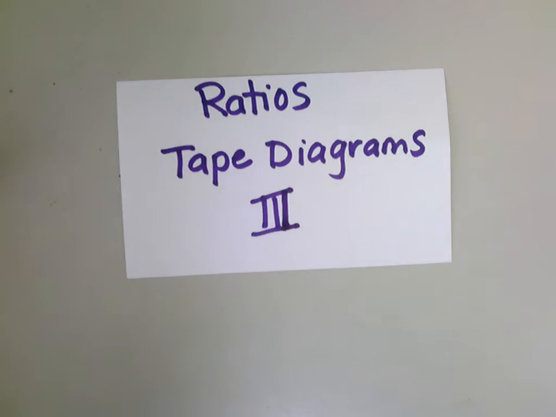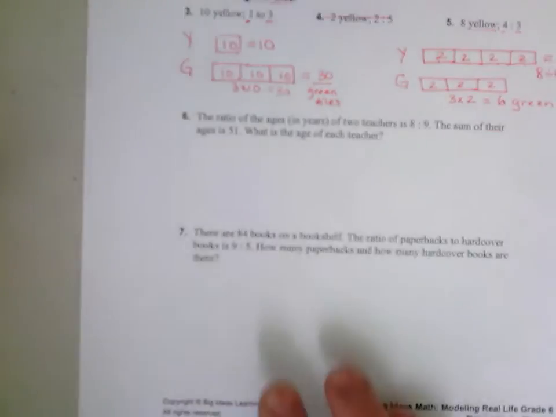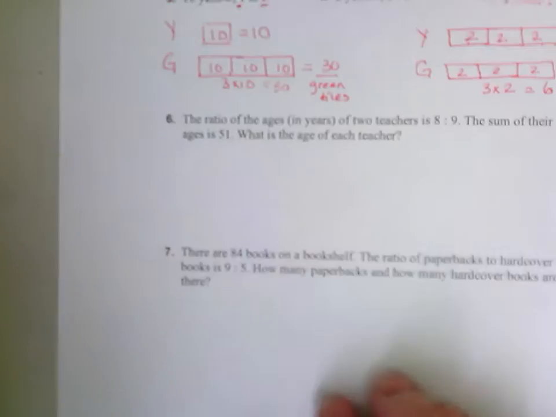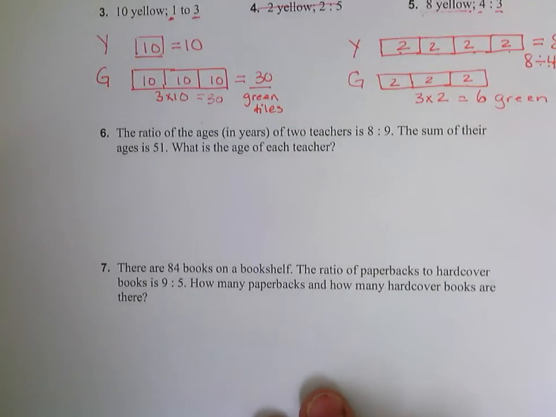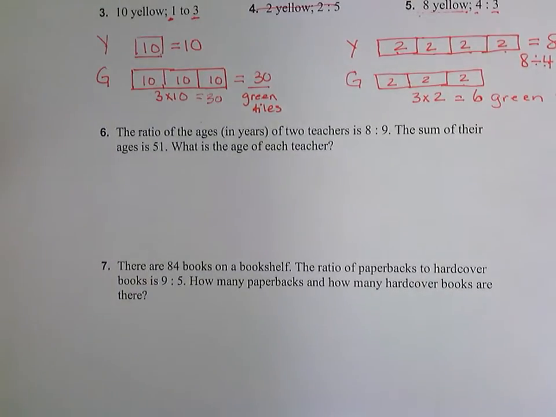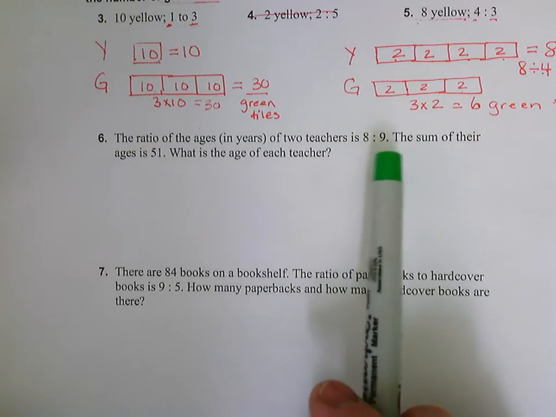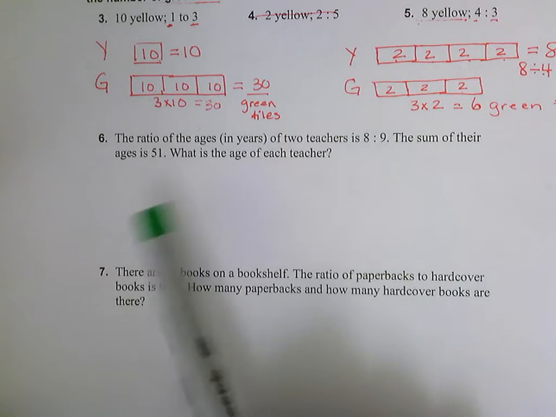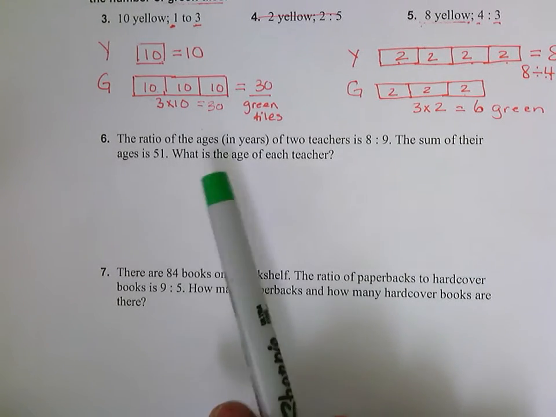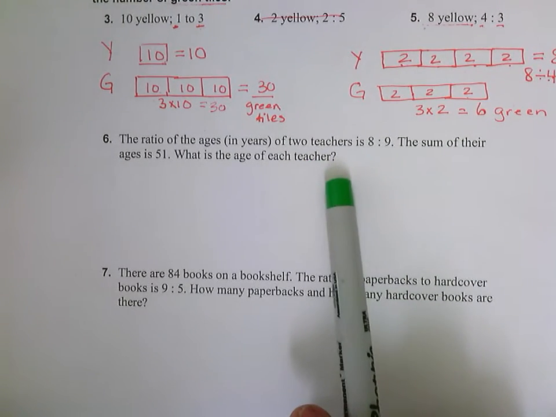All right, today is going to be our last lesson with using tape diagrams to solve problems with ratios. All right, so let's do two more examples today. So our first example, the problem is the ratio of ages in years of two teachers is 8 to 9. The sum of their ages is 51. What is the age of each teacher?